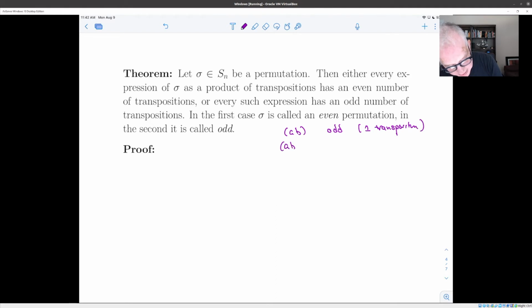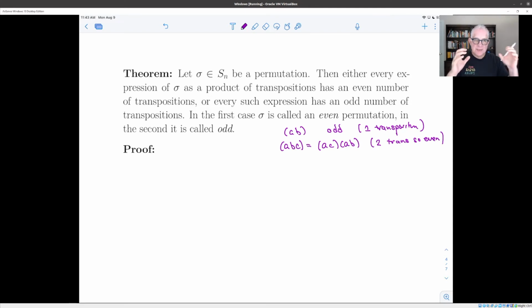And the permutation ABC, if we use our trick for writing cycles as products of transpositions, this is AC AB. It's even because it's a product of 2 transpositions. And what we need to show in order for this to make sense is that no matter how you write your permutation as a product of transpositions, you may get different numbers of transpositions in that expression, but you're either always going to get an even number or you're always going to get an odd number.